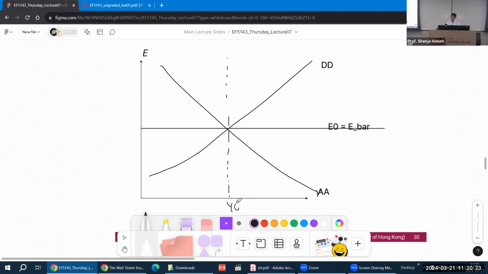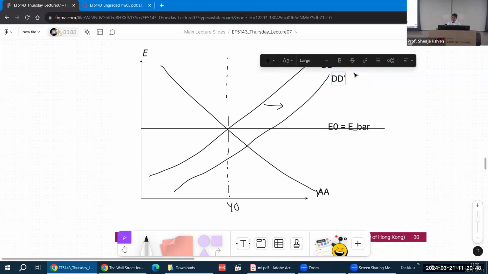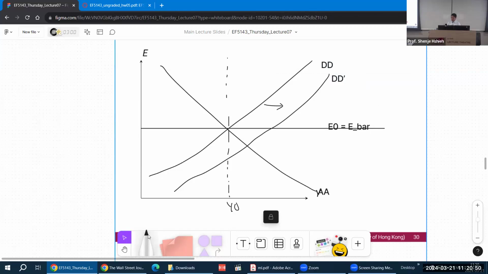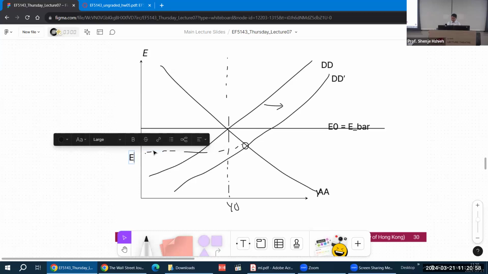Fiscal policy means that the DD curve shifts to the right. You can see this because increasing government spending increases aggregate demand, and output will increase to satisfy that demand. So for a given E, output must shift to the right, and therefore the DD curve is now here. But if we were under flexible exchange rates, we all know that we would be here, which is a no-no. We cannot have a stronger currency under pegged exchange rates.